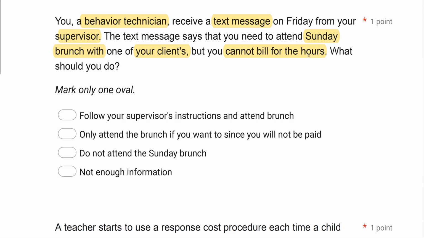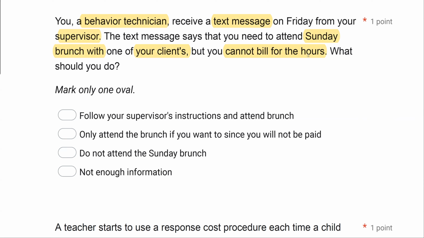Now, what's the issue with that? One, you, the technician, are required to only engage with the client and their parents in a professional manner, meaning we don't have dual relationships, right? We don't cross personal and professional boundaries. We only engage professionally. So the issue with you going to Sunday brunch but not billing is that you're not there as the RBT then. You're just there as what looks like a babysitter or a friend, which ethically you can't do because you're crossing that dual relationship line. So that's a problem.